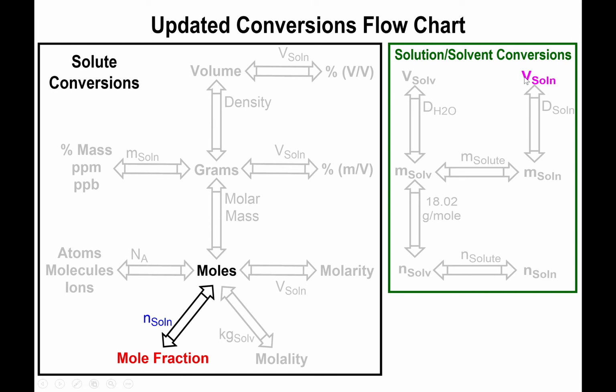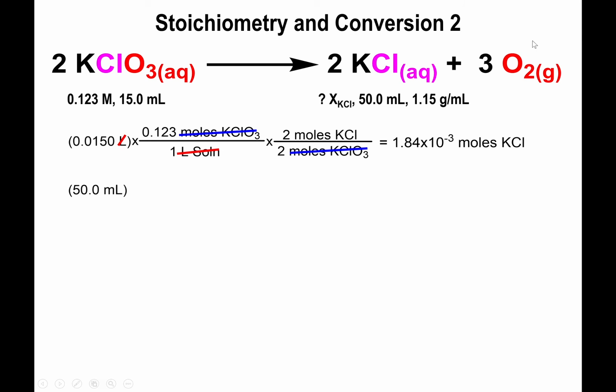All right, so from the volume of solution, we can switch, and really the only place we can go is to the mass of solution. In order to do that, we need to use the density of the solution, which we have also been given as of now. So we're going to do that. We have the 50 mLs of solution, and we know that the density is 1.15 grams per mL.